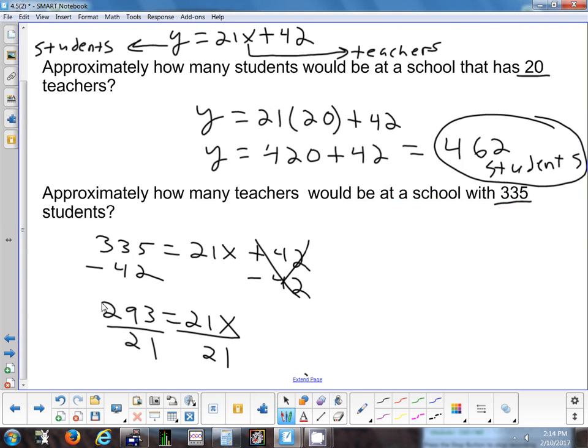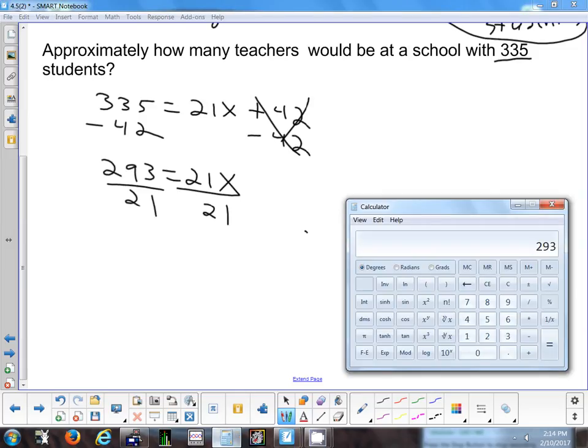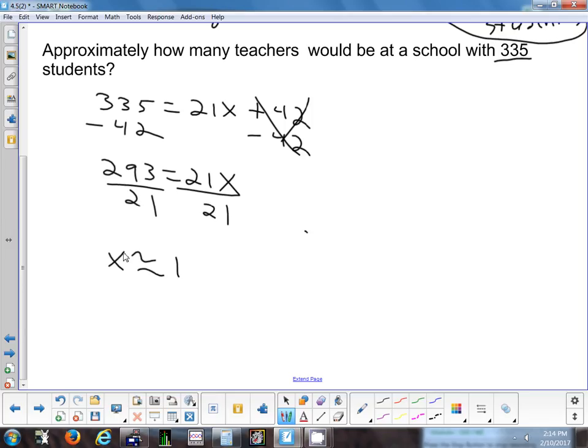Let's do that out and see what happens. Okay, so remember, we're dealing with how many teachers should be at the school. So what would it make sense to round that number off to? 14. Okay, you either have 13 or you have 14. You can't have 13.7. So for our purposes, we'll just say about 14 teachers.